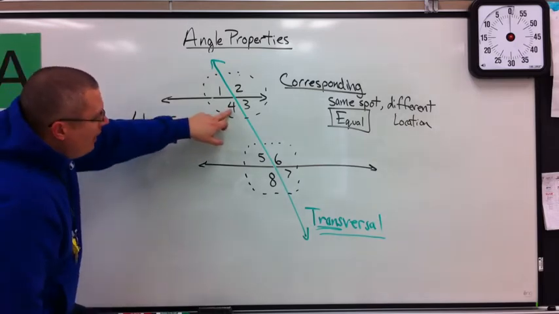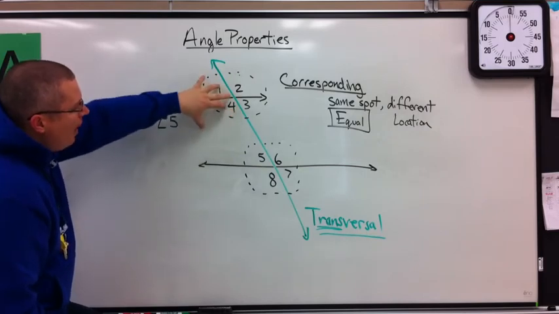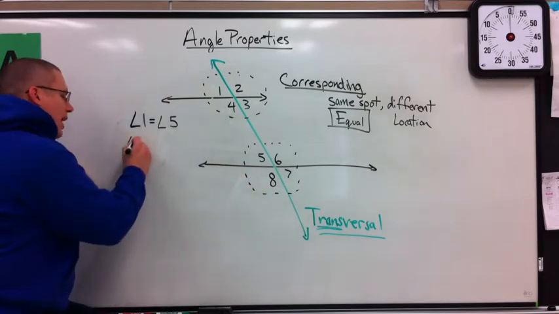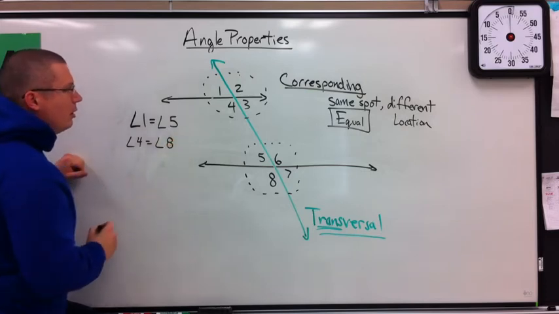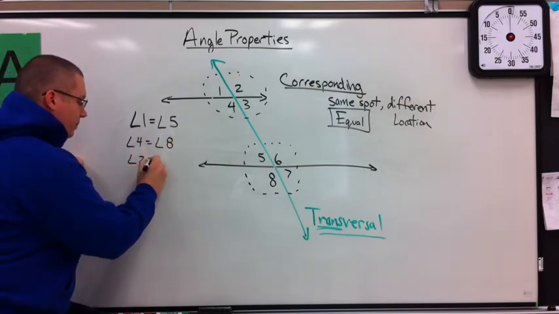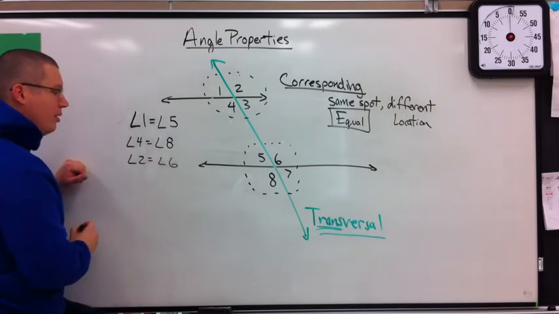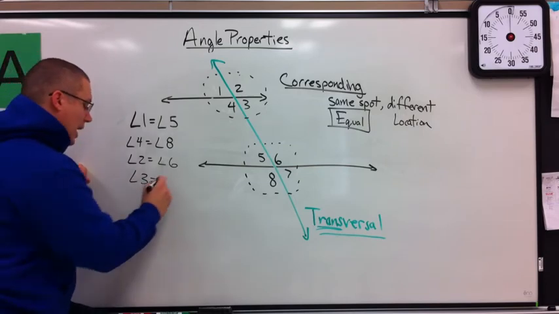What is corresponding to angle 4? 4 is in the bottom left. Guess what? So is 8. So angle 4 is equal to angle 8. What about angle 2? Angle 2 is equal to angle 6. And angle 3 is equal to angle 7.